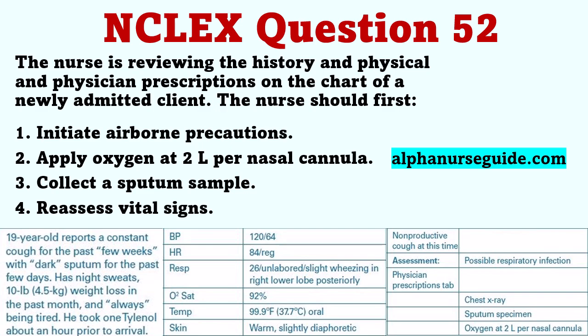The nurse should first: 1. Initiate airborne precautions. 2. Apply oxygen at 2 liters per nasal cannula. 3. Collect a sputum sample. 4. Reassess vital signs. The correct answer is 1. There is a high risk and potential for tuberculosis, and airborne precautions should be implemented immediately to prevent the spread of infection. After initiating precautions, the nurse can start the oxygen, check the vital signs, and collect the sputum specimen.